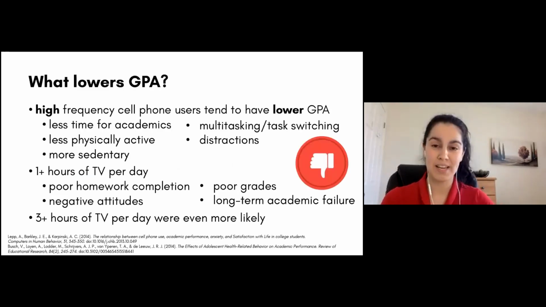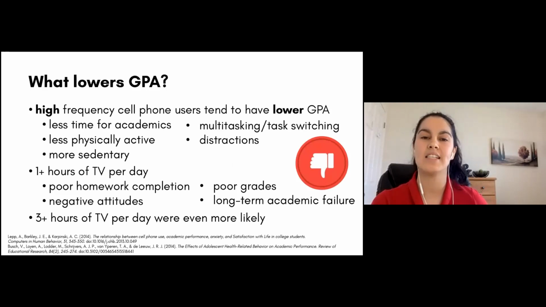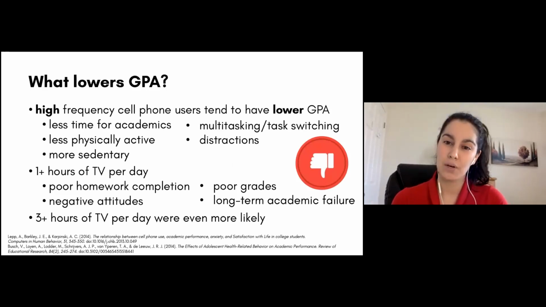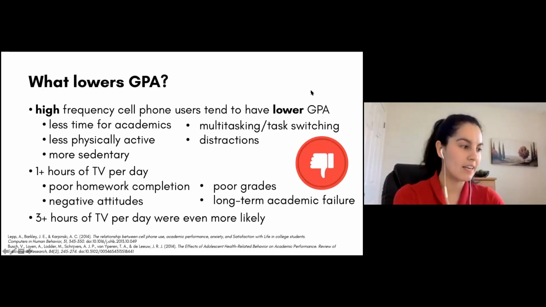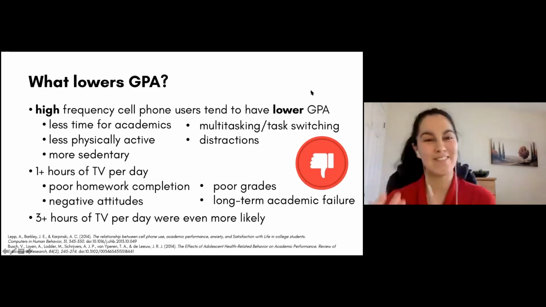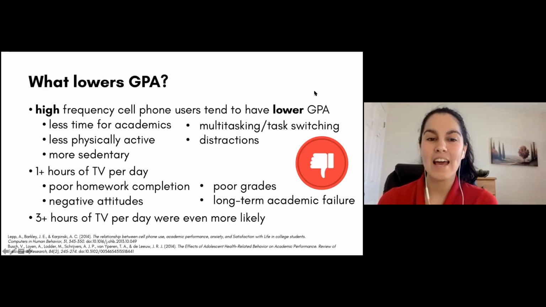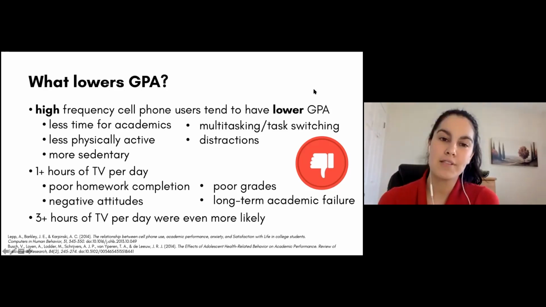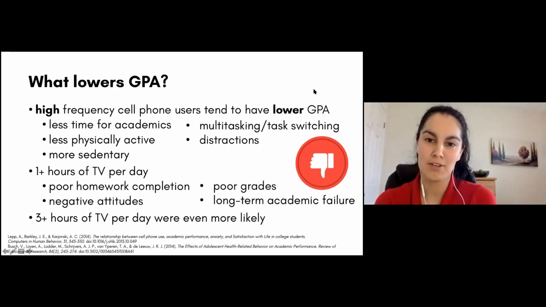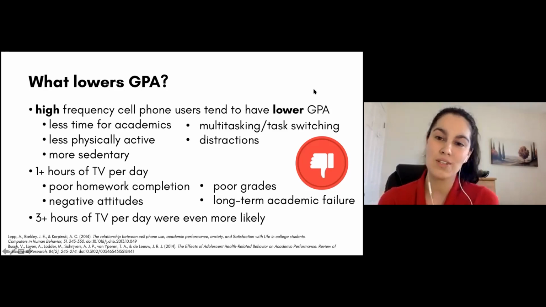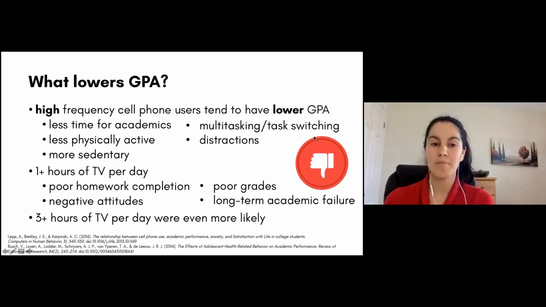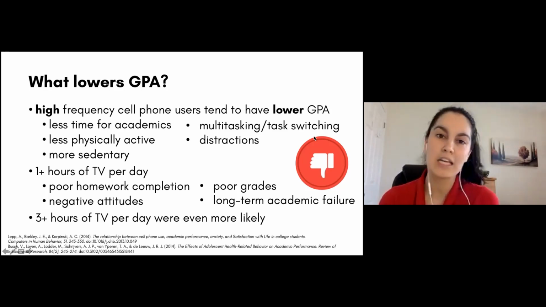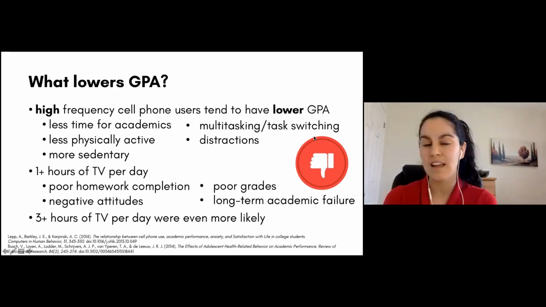Looking at what lowers GPA, most of the recreational use of cell phones and technology has been shown to lower GPA. So there was a study done by, one moment, please, I need to get my notes. US college students, so very similar to Canadian college students, had a distinction between high frequency cell phone users and lower frequency cell phone users. And they noticed that those who used their cell phone very frequently had less time for studying, less time for pursuing anything regarding school. They were less physically active, and of course, that means they are more sedentary.